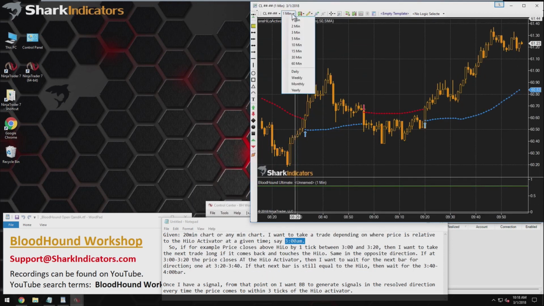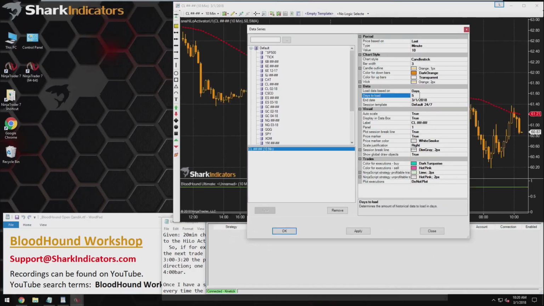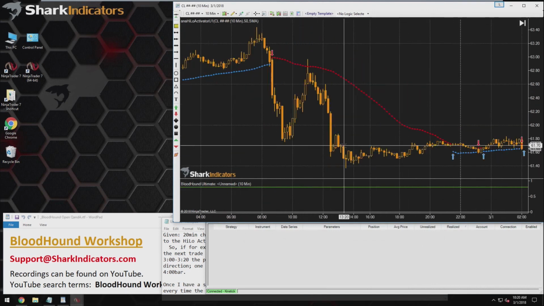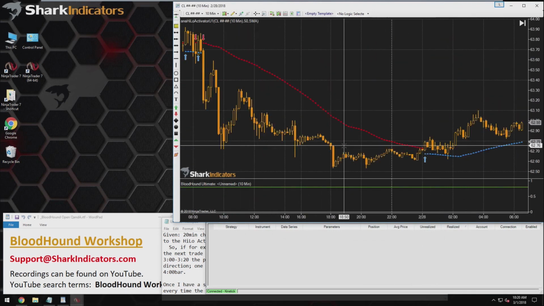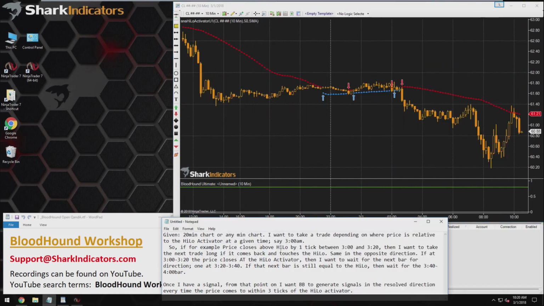Also, let's switch our chart over. I'll go with a 10-minute chart here. With 10-minute bars, I'll need to load a couple of days on the chart. All right, so here's our high-low activator. Let me scroll back a little bit. I'm going to modify this a little bit here. 10-minute chart.